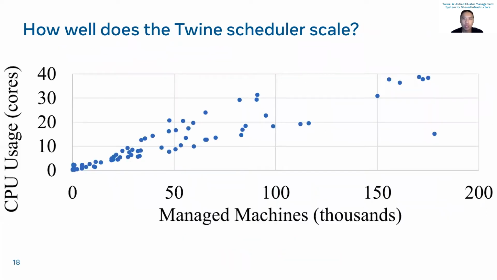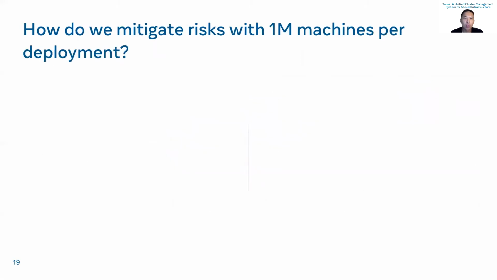Each point in this figure represents a production scheduler shard and its P99 CPU usage and machines managed over the course of 1 week. As you can see in this figure, we have shards that manage close to 200,000 machines already, and we can add more production scheduler shards as needed to scale to larger regions. In some of our regions, we anticipate reaching 1 million machines.